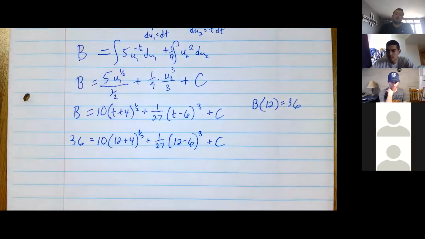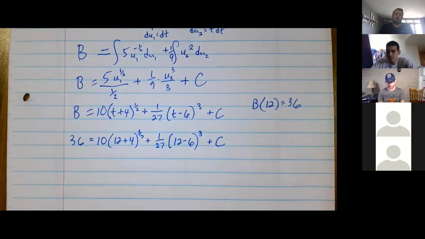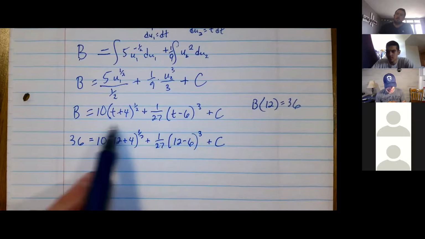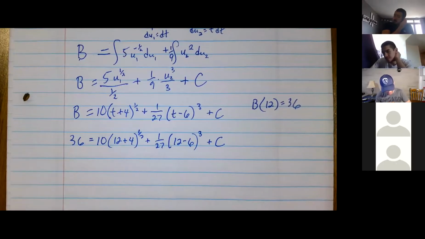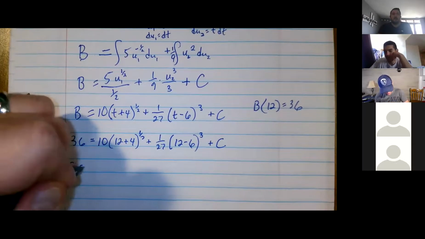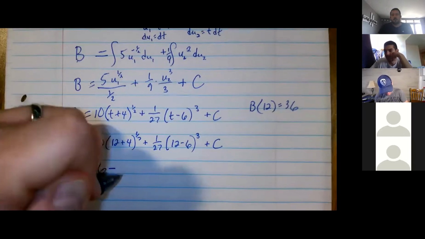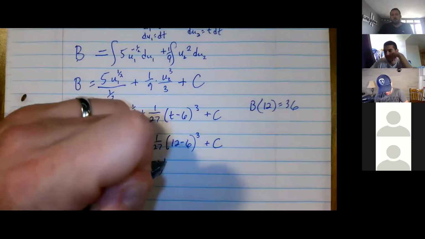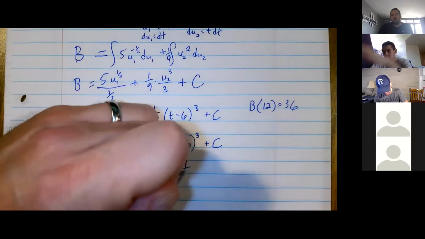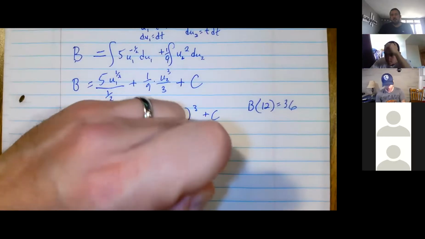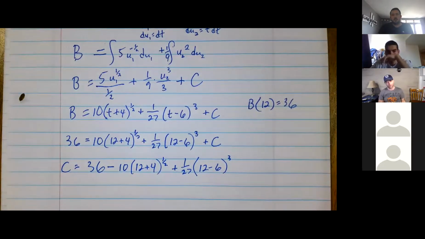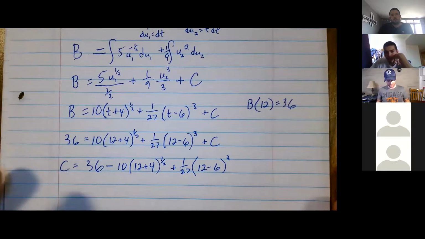Okay, now technically, all you need to do is solve for c, right? So you're just subtracting these values to the other side. So if you wrote c equals 36 minus 10 times 12 plus 4 to the 1/2 plus 1/27 times 12 minus 6 cubed, you have correctly solved for c, right? Now, I know that many of you guys want to simplify that, and I get it, and I understand, all right? But it's not necessary, right?